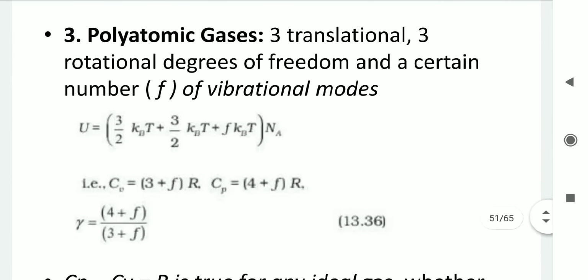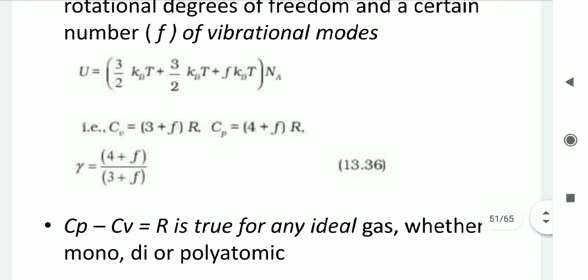Now, for polyatomic gases having 3 translation and 3 rotational degrees of freedom and some amount of vibrational modes. Let us take that amount as f. So, the total internal energy would be equal to 3/2 kBT for translation degrees of freedom plus 3/2 kBT for rotational degrees of freedom and f kBT for vibrational modes into Na. By that, follow the same process and you will get Cv equal to (3 + f)R, Cp equal to (4 + f)R and gamma equal to (4 + f) by (3 + f).